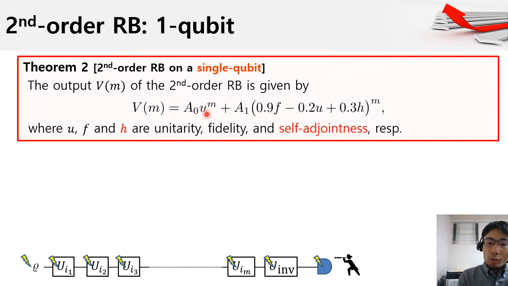And here, u is the unitarity of the noise, f is the fidelity of the noise, and h corresponds to the self-adjointness. So here we have the unitarity to the m, and the other one is just a linear combination of f, u, and h.